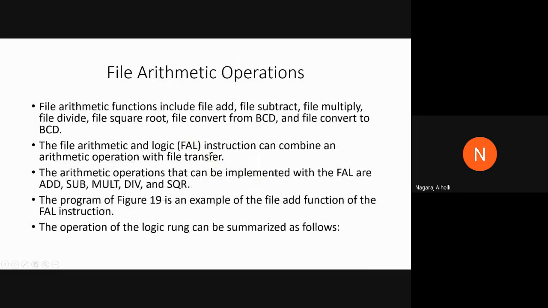Then a few of the file arithmetic operations. The file arithmetic functions such as addition, subtraction, multiplication, division, square root, conversion from binary integer to BCD, or converting from BCD to integer, are also available with the file operations, or operation on the file. Operation on file is operating on a set of values. Instead of carrying out addition, subtraction, multiplication, division on single values, here we are performing the operation on a set of values. That is what we call a file.